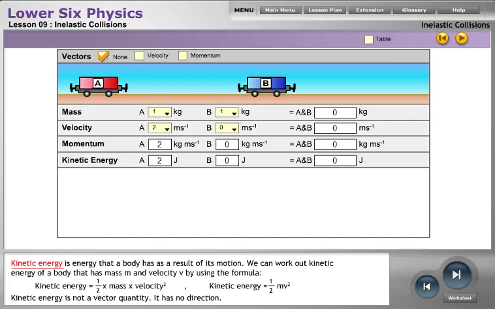Kinetic energy is energy that a body has as a result of its motion. We can work out the kinetic energy of a body that has mass m and velocity v by using the formula: kinetic energy equals half times mass times velocity squared. Kinetic energy equals half m v squared. Kinetic energy is not a vector quantity. It has no direction.